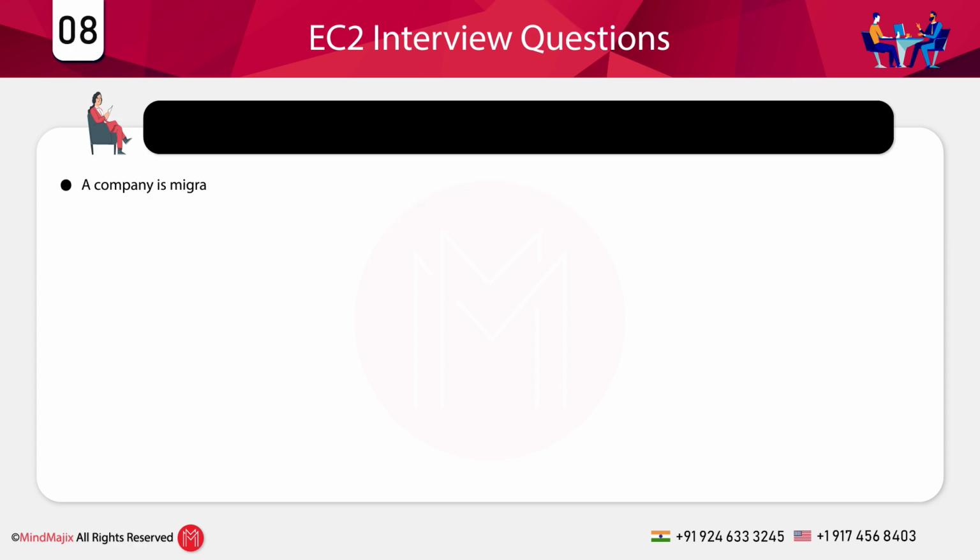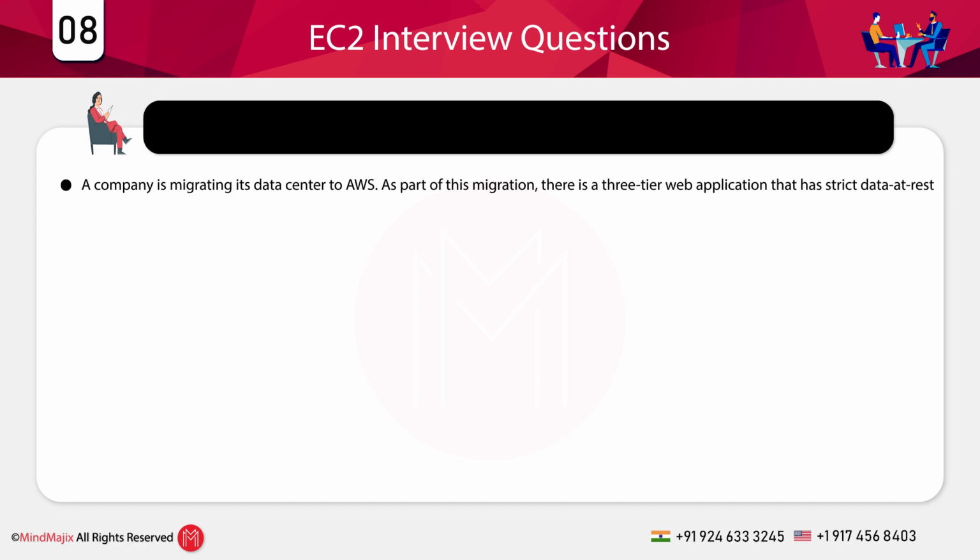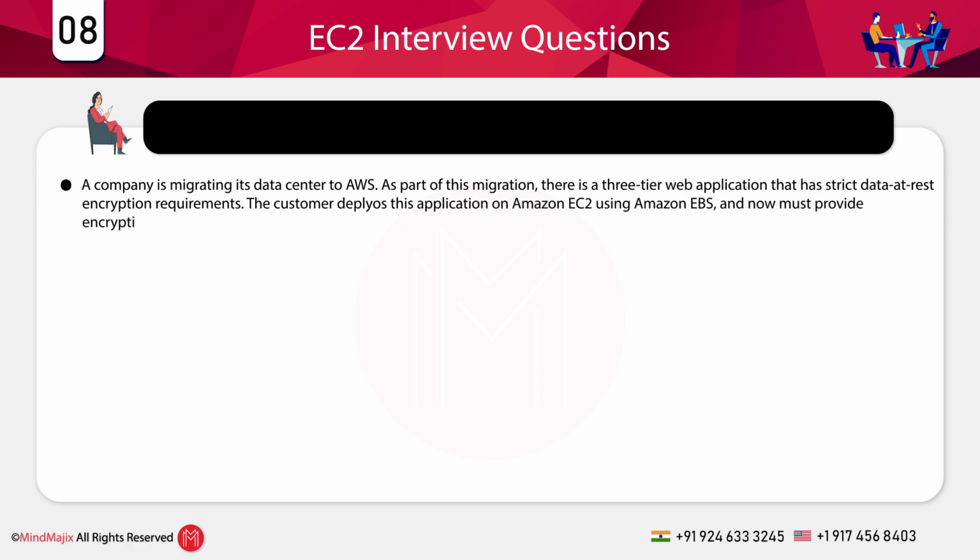Now let's see question number 8. A company is migrating its data center to AWS. As a part of this migration, there is a 3-tier web application that has a strict data at rest encryption requirement. The customer deploys this application on EC2 using Amazon EBS and must provide encryption at rest. So this question is of encryption. How can this requirement be met without changing the application?